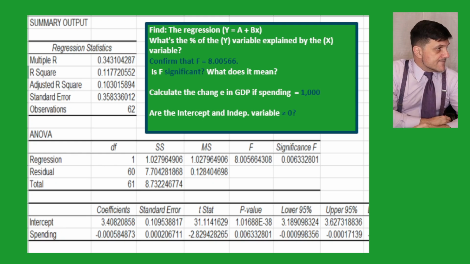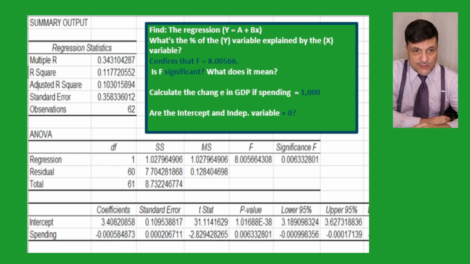All right. Confirm that the F equals 8.00566. How do we confirm that the F is 8? Well, I divided 1.027964906 by 0.128. I get 8.00 and change. That's how you confirm the F. So you divide the MS, the mean square regression, by the mean square residual to get the F-test.